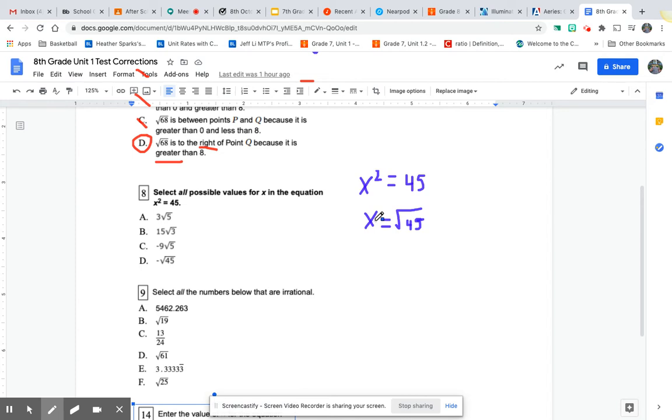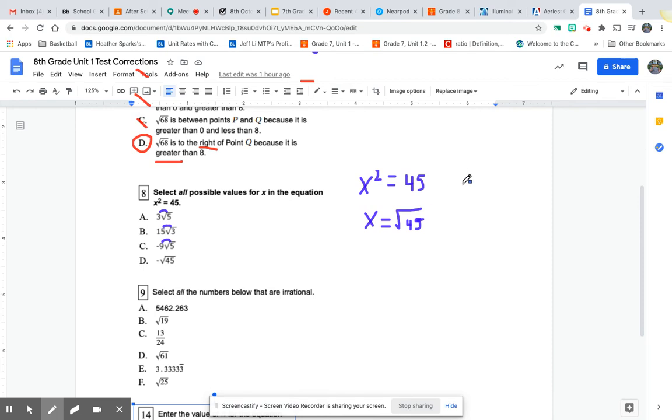Let's take a look at our options over here. I see a lot of different numbers that are next to square roots. Whenever you see a number next to a square root, like this one right here, that means 3 times the square root of 5. This one means 15 times the square root of 3. This one means negative 9 times the square root of 5. And this one is just negative square root of 45. All right, let's go ahead and do this one.